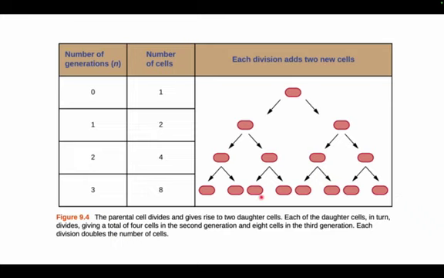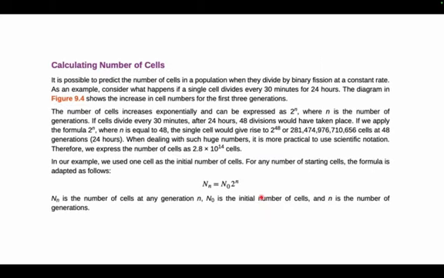So with bacteria, it is quite easy to estimate the number of cells in the bacterial population. It's possible to predict the number of cells in a population when they divide by binary fission at a constant rate, because the generation time, or the time required for one cell division, for most bacteria is known. Let us consider a single cell which divides every 30 minutes, which means the generation time is 30 minutes.